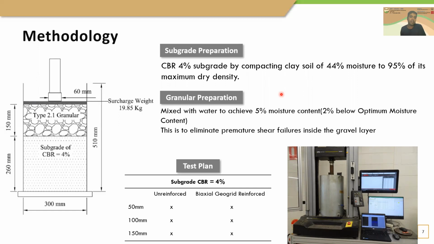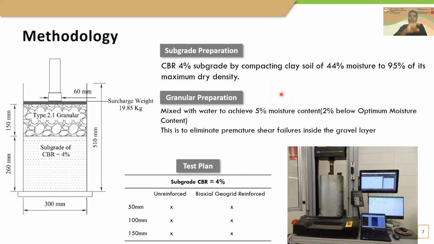So we conducted 50 millimeter, 100 millimeter, and 150 millimeter granular cover sections. So in this mold, we maintain a total thickness of 410 millimeter. That is the thickness of the pavement section. So we vary the granular cover as 50, 100, and 150.